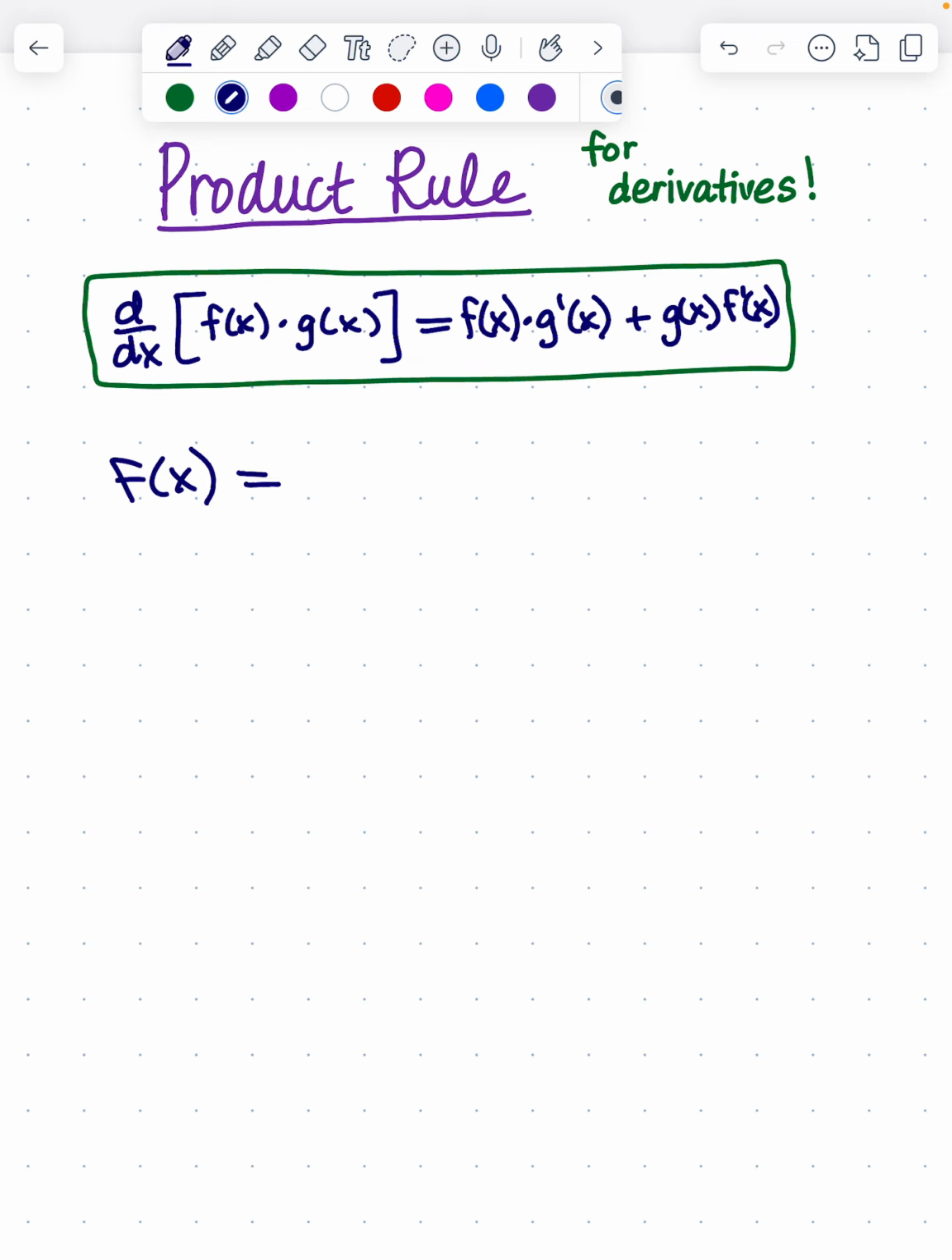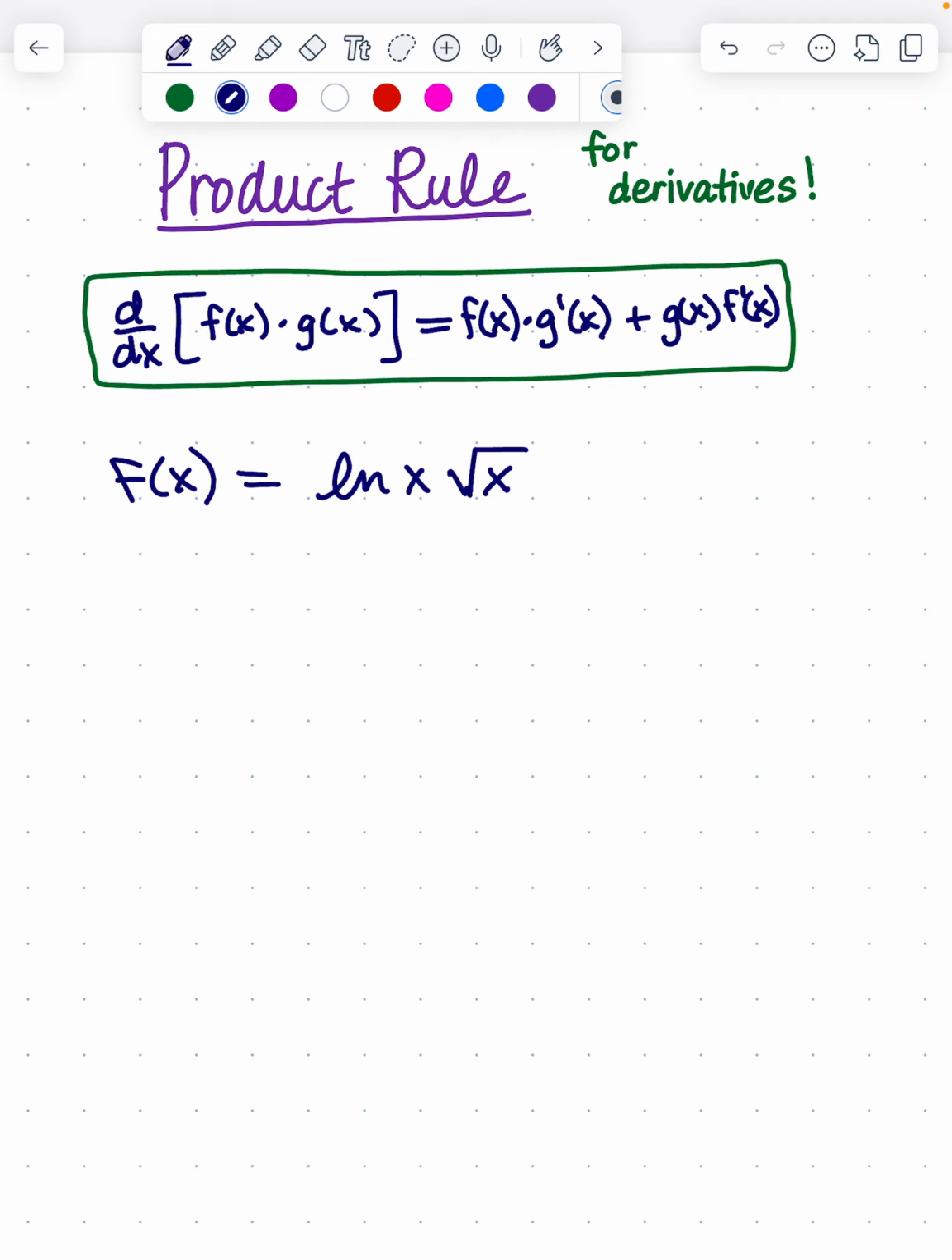So let's suppose that I have the natural log of x times the square root of x. Let's do square root. There we go.